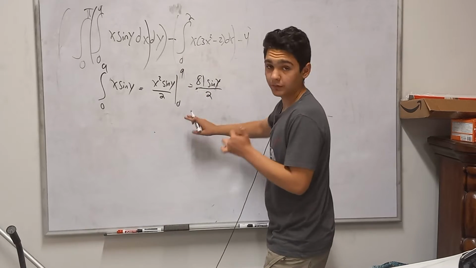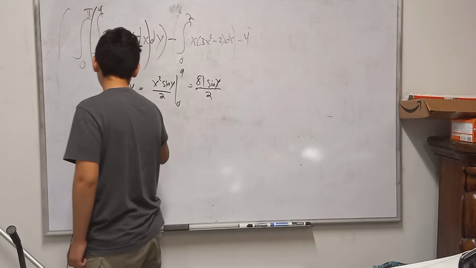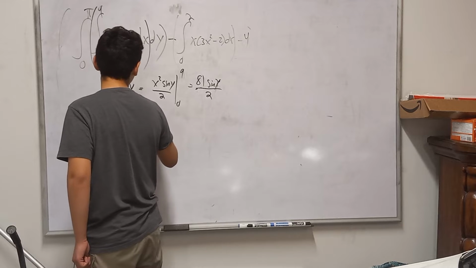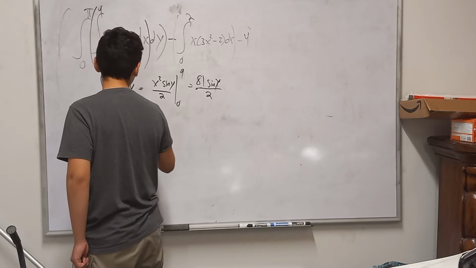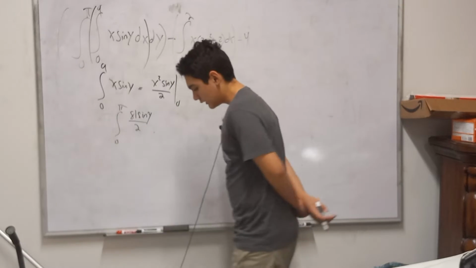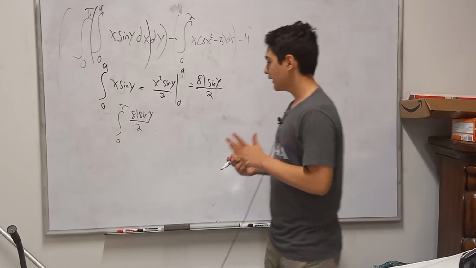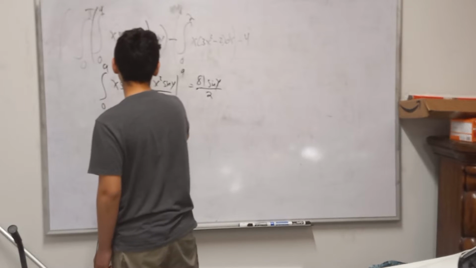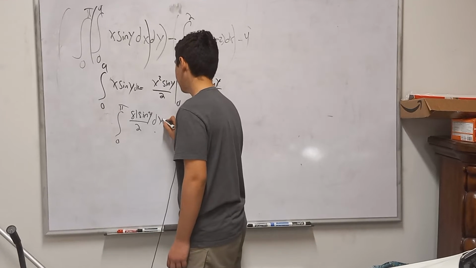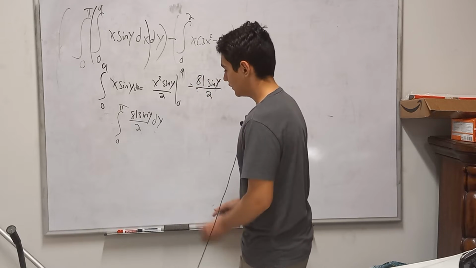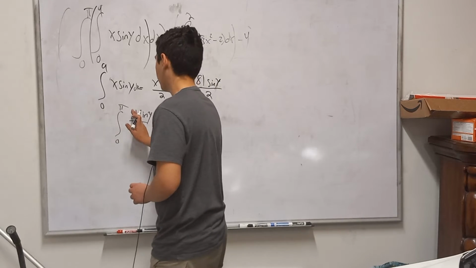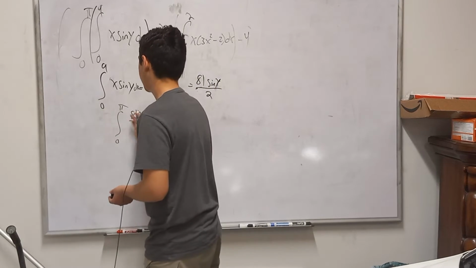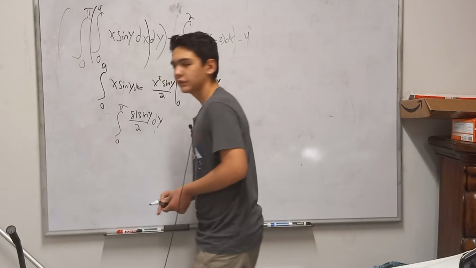Now it's time to take the integral of this function here. So we have the integral from 0 to pi of 81 sine y over 2 dy. I forgot to put the dy right here. Now let's look at this integral. It's a very simple integral. What we'll do is break this apart. We have 81 over 2 times sine y, and we'll bring the 81 over 2 in the front as a constant.